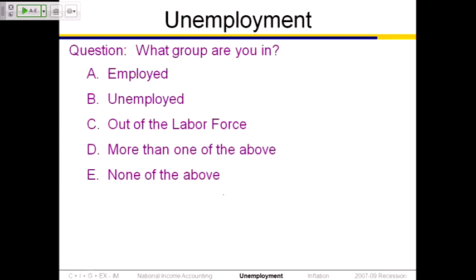Clicker question. Which group are you in? Are you employed, unemployed, out of the labor force, more than one of the above, or none of the above? A, B, C, D, or E? 3 seconds. It's a quick one. 1, 2, and 3. All right, what do we got?